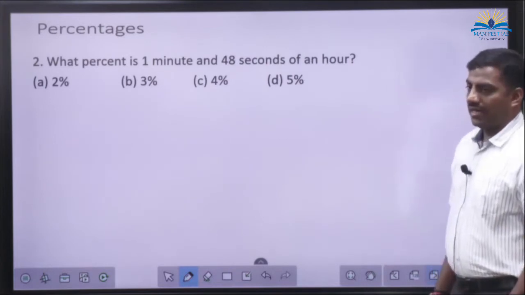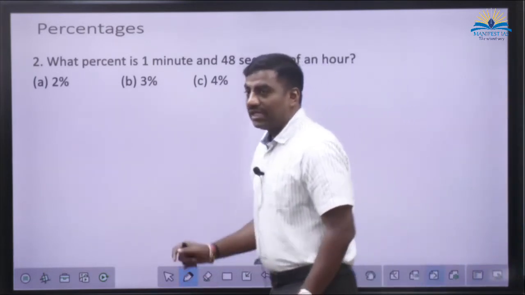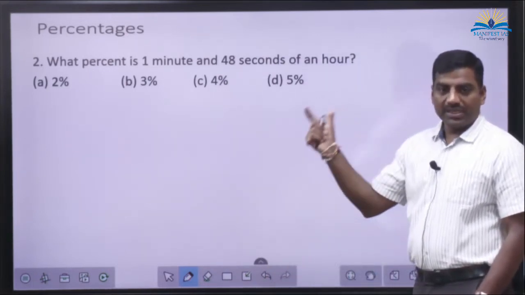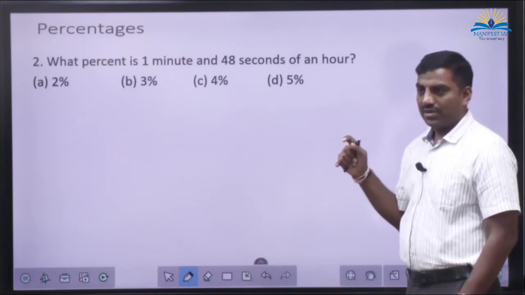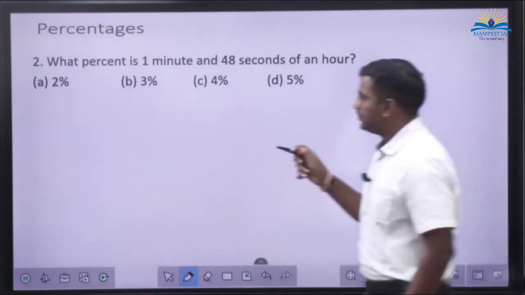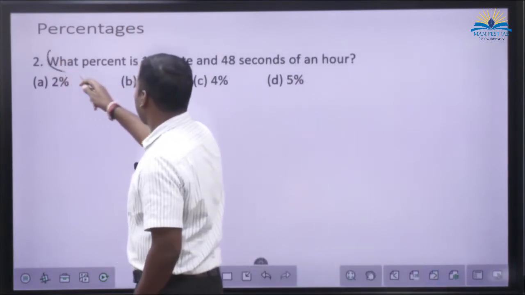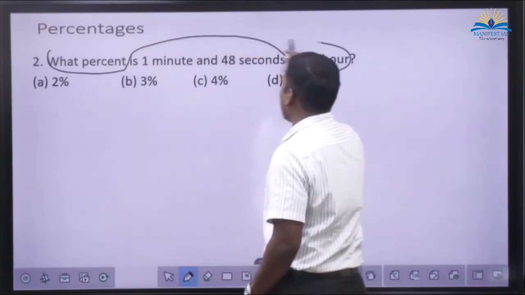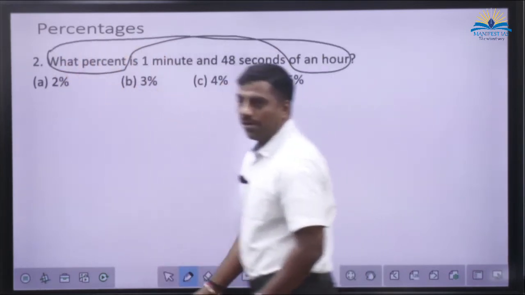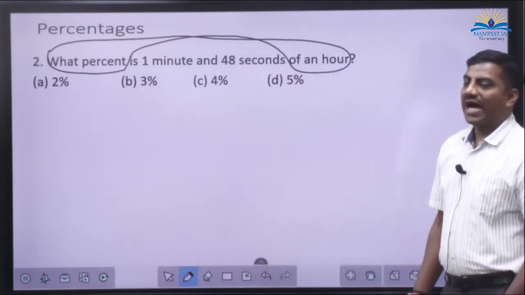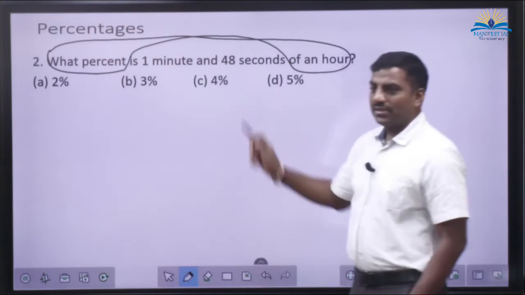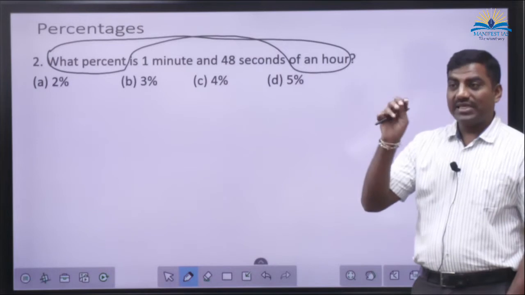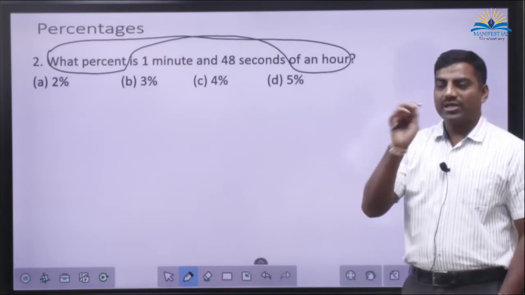of an hour? See, in the previous problem, we had written some percentage of something. The same thing we should check here also. What percent of an hour, what percent of an hour is 1 minute 48 seconds? Now is it making sense? What percentage of an hour is 1 minute 48 seconds?